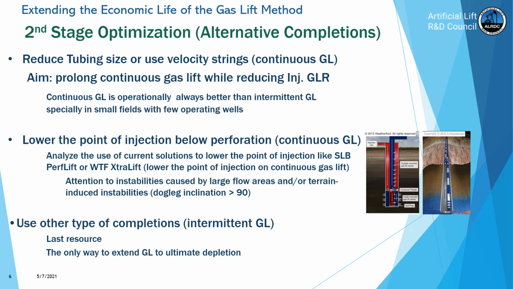Second stage optimization has to do with replacing the current completion with a different type of completion in order to increase the efficiency of the method. Now, the first thing that we need to do is always check if we can prolong continuous gas lift while reducing the injection gas-liquid ratio, because it is always better to produce the well on continuous gas lift than on intermittent lift. There are many operational reasons for that. We can do that by reducing the tubing size or using velocity strings. That's the first check that we need to do.